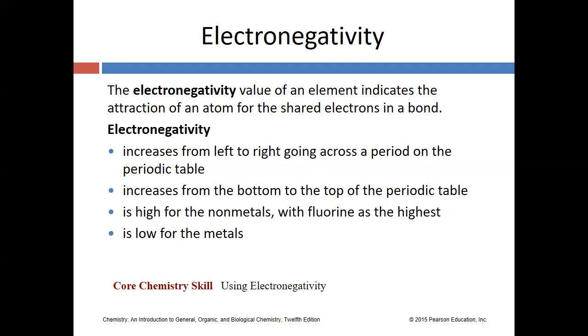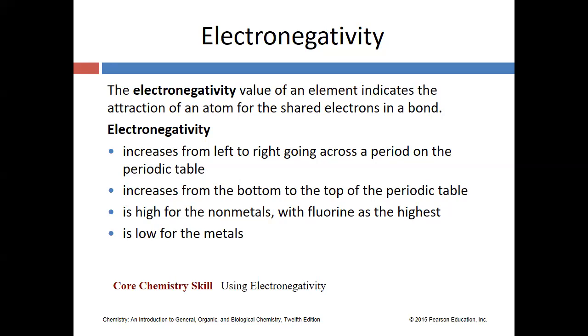And so if I look at a chemical bond, I can compare the electronegativities of the two atoms in that bond, and I can get an idea of just how evenly those electrons are shared. The closer those two atoms are in terms of their electronegativities, the more evenly the sharing is going to be. The bigger the difference is between them, the more uneven the sharing is going to be.